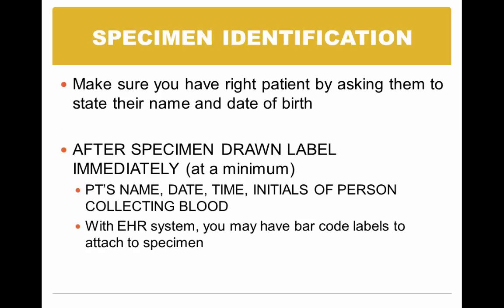Make sure you have the right patient by asking them to state their name and date of birth. After the specimen draw, label it immediately. At a minimum, it should have the patient's name, date, time, and initials of the person collecting the blood. With an EHR system, you may have a barcode label to attach to the specimen prior to even doing that, okay?